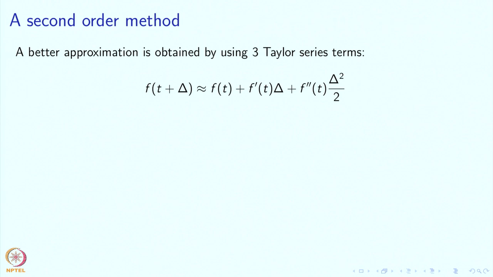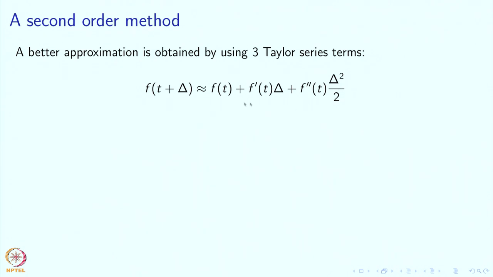So, f of t plus delta, where f is the variable we want to estimate at time t plus delta, given the value at time t. f of t plus delta is f of t plus f dash of t times delta, and in the previous method, we had stopped at this point. But here, we are going to add one more term: plus f double dash of t times delta squared upon 2.